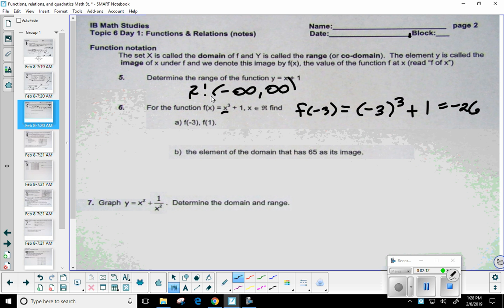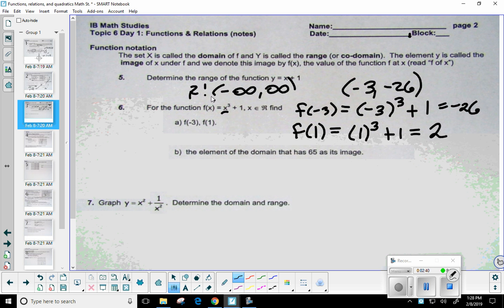There you go. And you could use this to go ahead and get points and get your graph if you wanted to. But this would tell me that the coordinate negative 3, negative 26 exists on that graph. Okay. The input and the output we got, the x and the y. And I'll do the same thing for the 1. So f of 1. So x cubed becomes 1 cubed plus 1. Well, what would that be? Okay, it's just 2. Because 1 cubed is just going to be 1. 1 times 1 times 1.